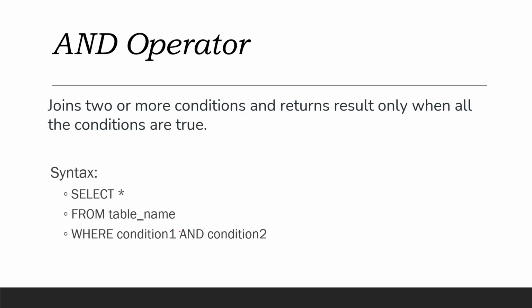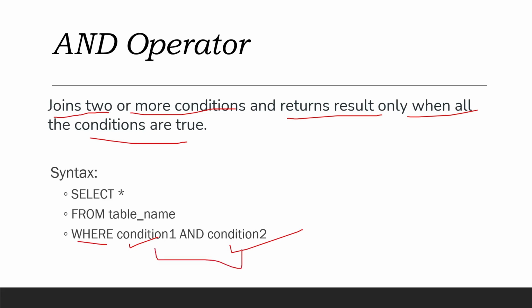Now let's talk about the AND operator. This one's straightforward. It's like a gatekeeper. It only lets through rows that meet all the conditions we specify. Just read this statement, which says it joins two or more conditions and returns a result only when all the conditions are true. So suppose you write condition 1 and condition 2 in the WHERE command, you will get output only when both of these conditions are true.